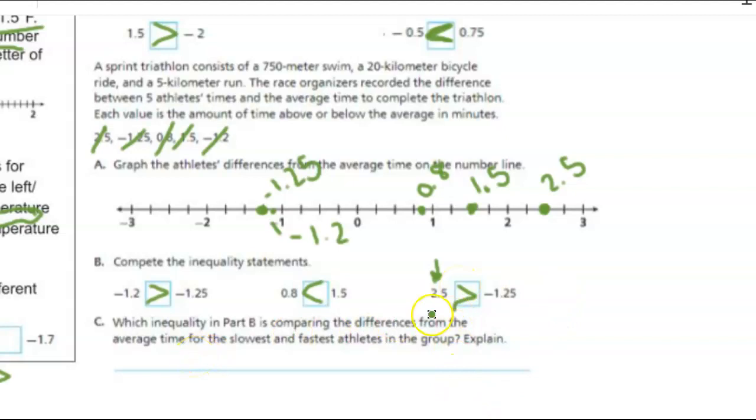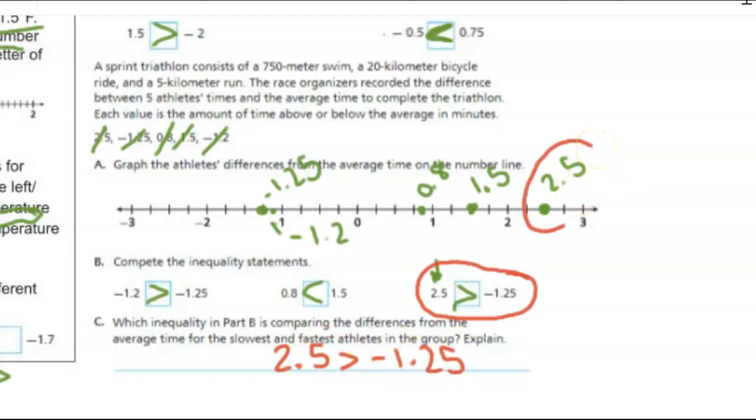Part C, which inequality in Part B is comparing the difference from the average time for the slowest and fastest athletes? So it is going to be, let me change the colors here, this one right here. And I know that, so let me write that. So it's this one, 2.5 is greater than negative 1.25. And I know it's this one because the 2.5 is here, the negative 1.25 is here. Those are the farthest on the left hand and then the farthest on the right hand.